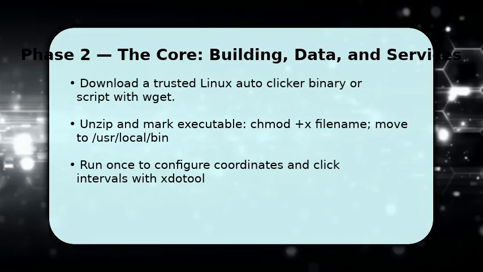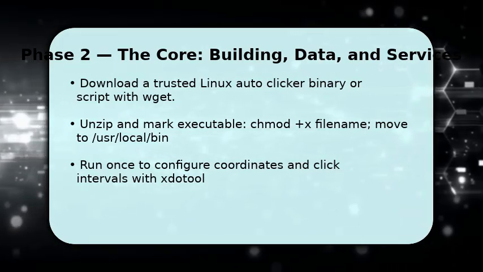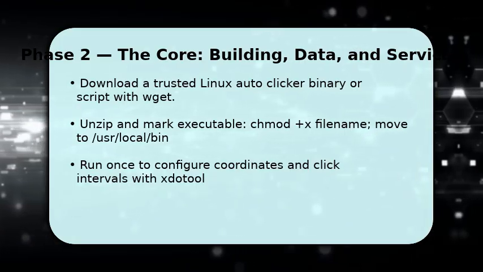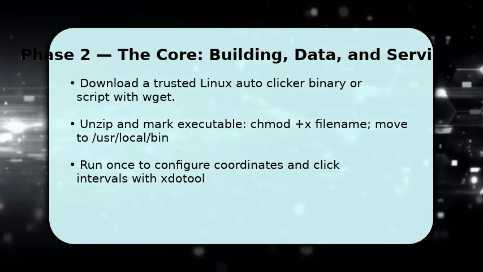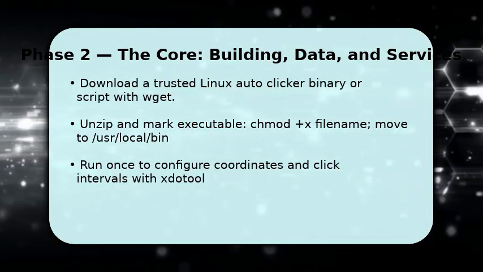You now fetch a lightweight, trusted auto clicker for Linux using wget. Prefer a simple xdotool wrapper script for reliability. Once downloaded, unzip it, set executable permissions, and move it into /usr/local/bin so you can run it from anywhere.